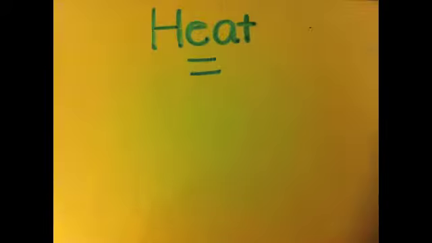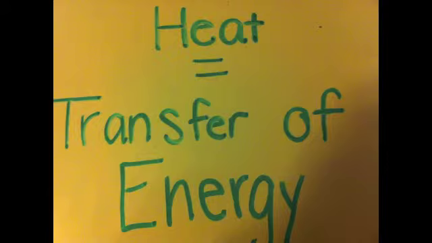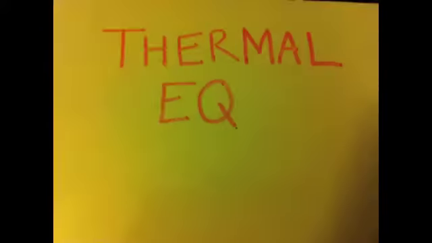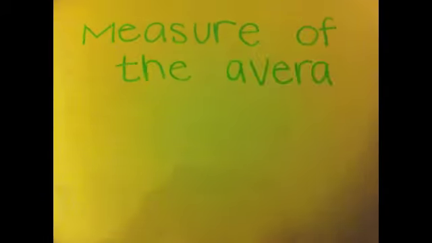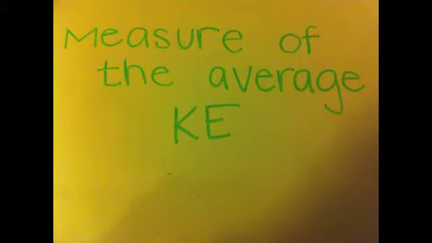Heat. Heat is a transfer of energy from hot to cold. Eventually, the two objects will reach the same temperature, which is known as thermal equilibrium. But what is the difference between heat and temperature? By the book, temperature is a measure of the average kinetic energy, which means how much the molecules move inside of an object. The more they move, the hotter the substance will be.